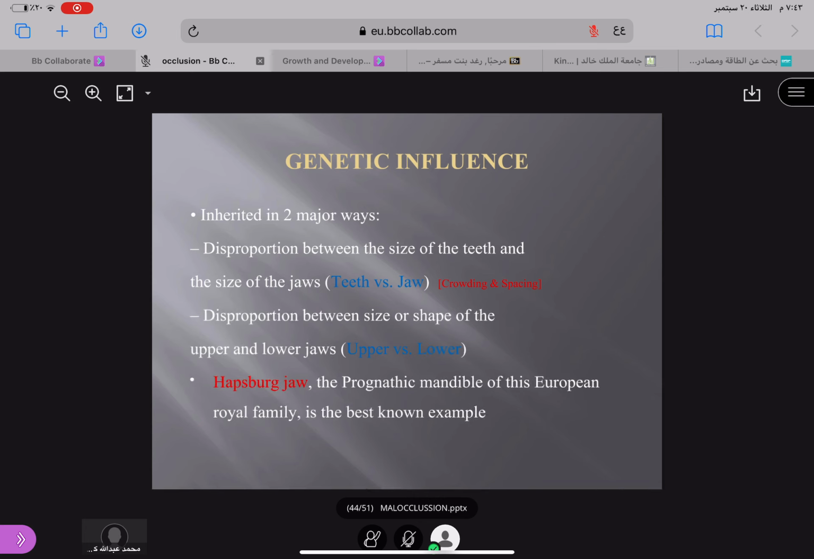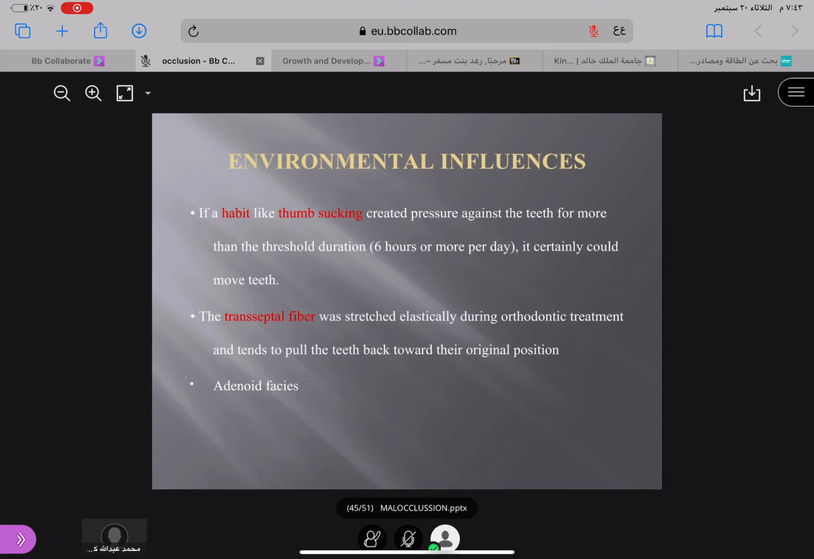Genetic influences are inherited in two major ways: disproportionate jaws, the size discrepancy between the size of the jaw and the size of the teeth. Sometimes the jaw size comes from the father and teeth size comes from the mother, resulting in spacing. Sometimes the size of the teeth is bigger than the size of the jaws, resulting in crowding. Or there is one more example which is related to the European royal family, known as the Habsburg jaw. Prognathic mandible is one of the examples of abnormalities due to genetic influences.